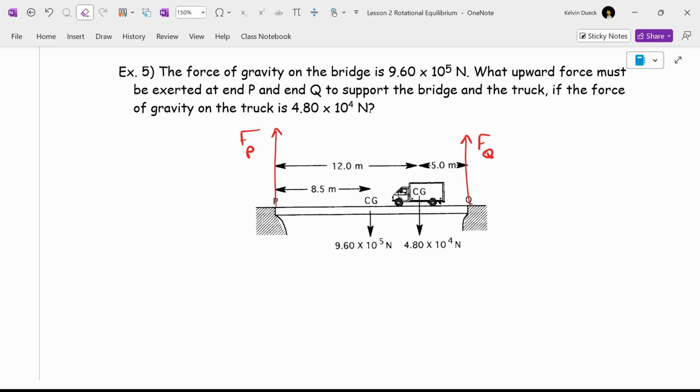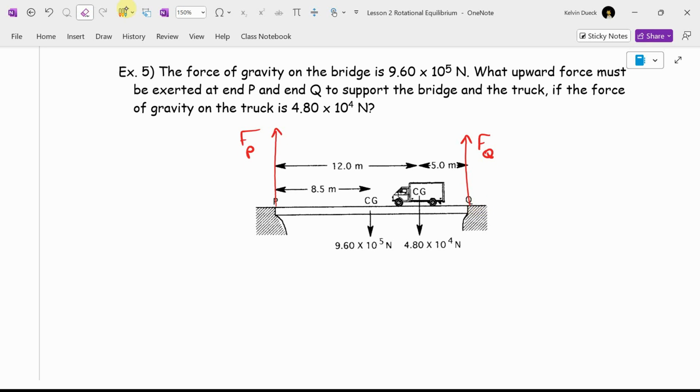And we can put the pivot wherever we want. If I put it at P, how much torque does force P exert then? If I put the pivot right here, how much torque will this force give? How far is it from the pivot as a number exactly? How much torque will it be? And I can ignore it, then I only have one unknown. Or I can put the pivot right there.